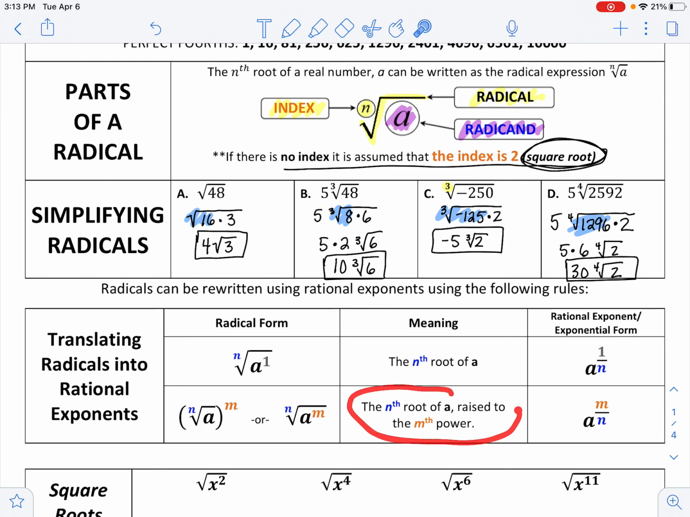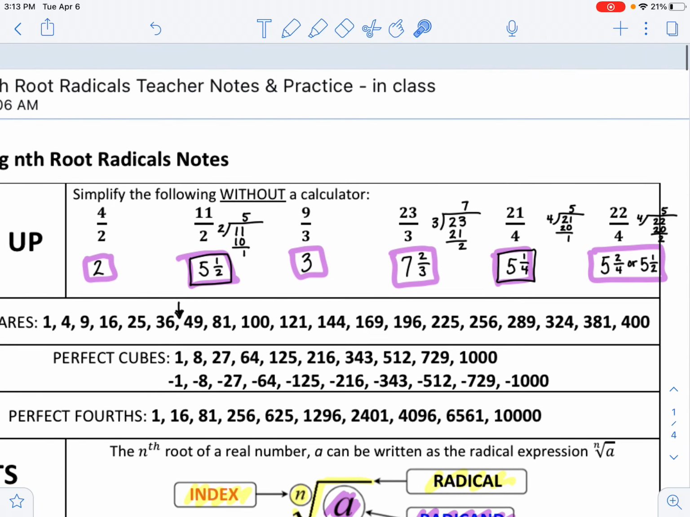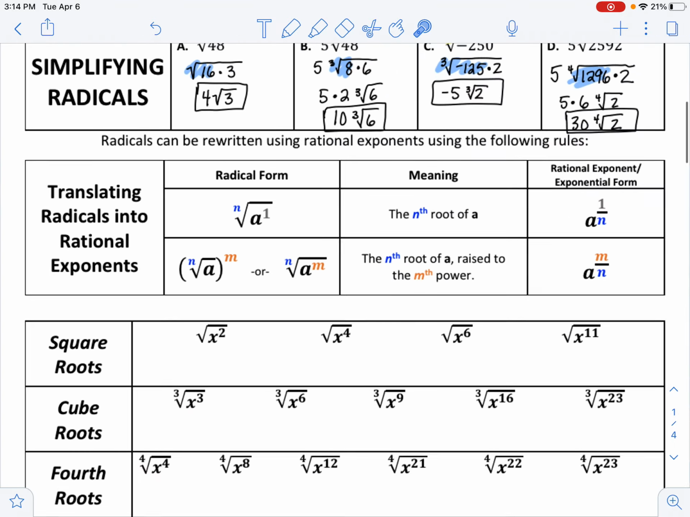The nth root of a raised to the mth power would get written like this, a to the m over n power. So notice that the exponent that's with your radicand, the m, is always going to go on top. And then the index, the n, is always going to be the denominator of your exponent, okay? So I think you're going to get the idea of why we started our warm-up with simplifying fractions, since now we're going to deal with fractional exponents.